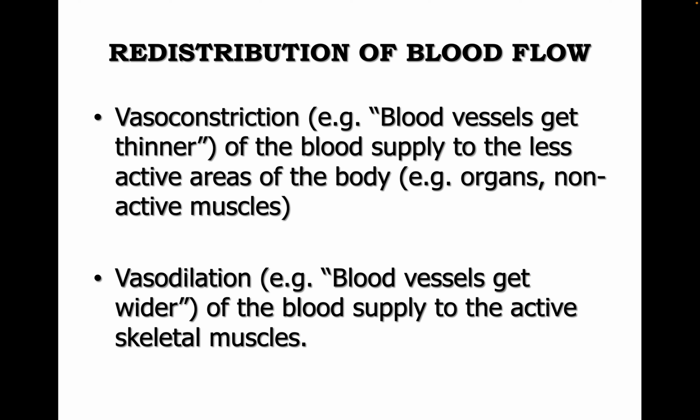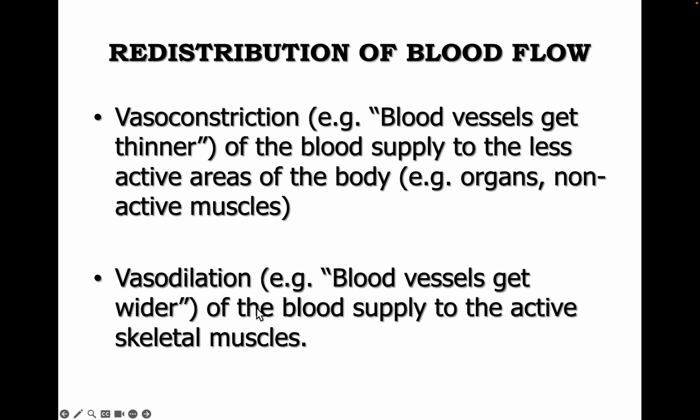For example, your stomach is very important. It needs to be able to digest food. However, during exercise, digesting food is not important. What's more important is getting blood to the working muscles. So therefore, the blood vessels that go to your organs, such as your stomach there, will vasoconstrict during exercise.